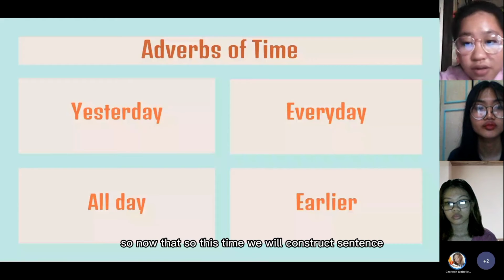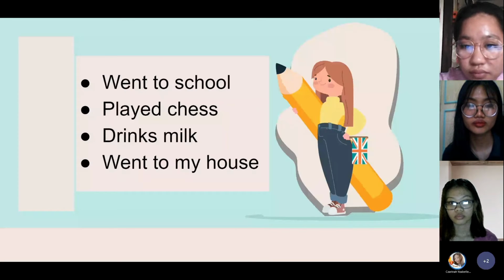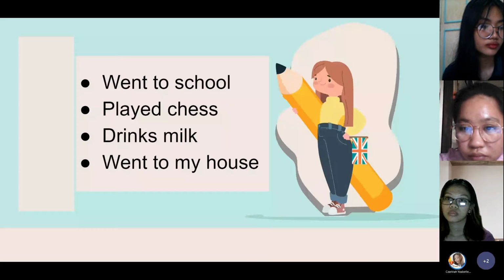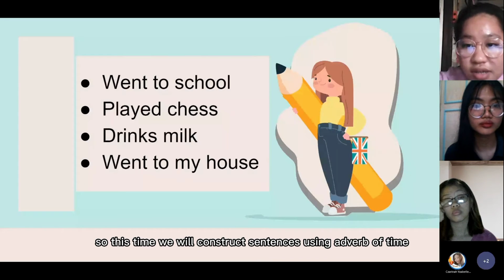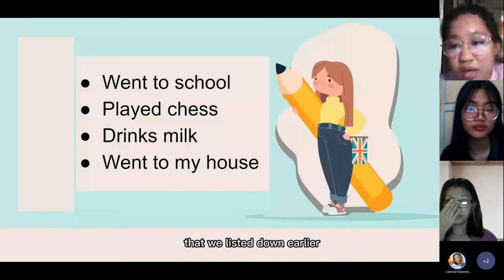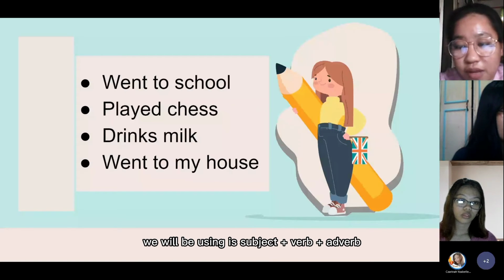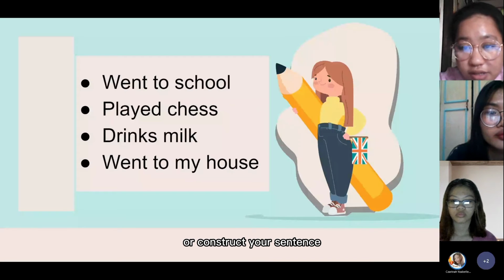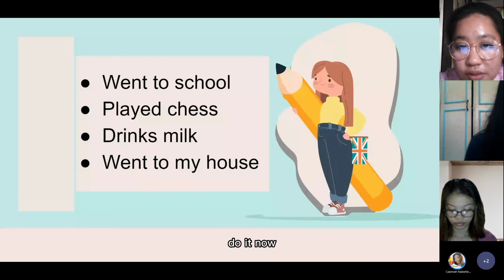So this time we will construct sentences using the adverbs of time that we listed down earlier. The pattern we will be using is subject plus verb plus adverb. I'll give you 3 minutes to write or construct your sentence. Is that understood? Understood, po. Okay, do it now.